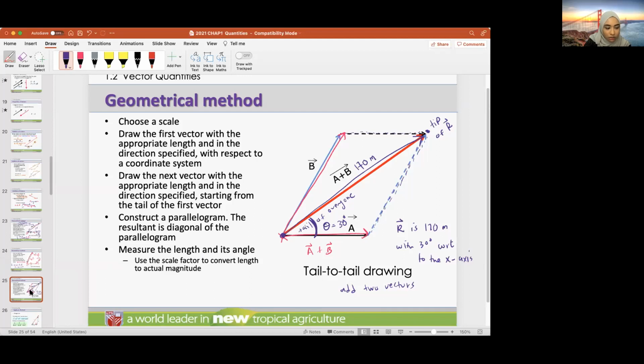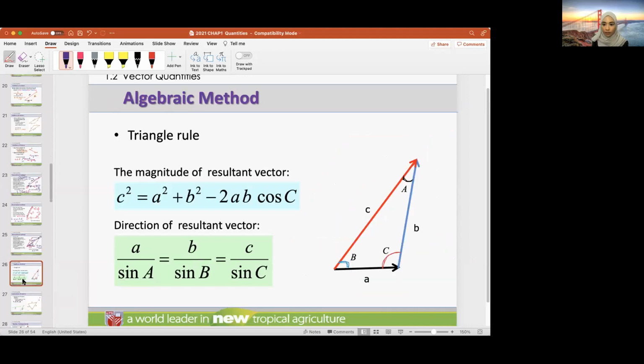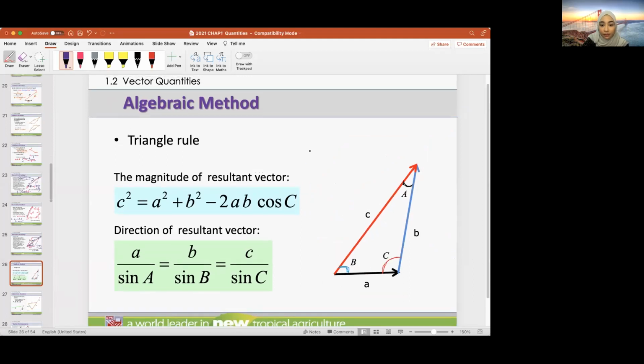Okay, so the first method was tip to tail. Second method was tail to tail. Tail to tail, only 2 vectors can be added together. Tip to tail, you can add a bunch of vectors. Okay, so this is the third method. It's called the algebraic method.